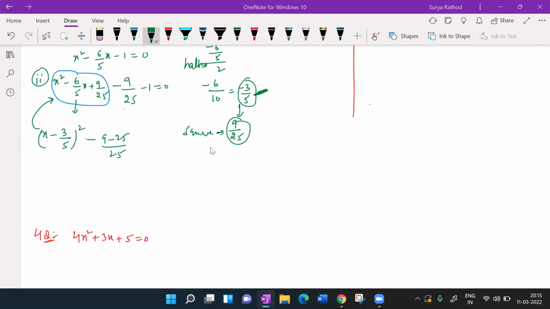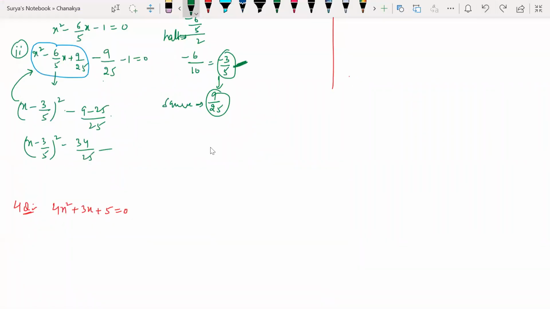Now look at this here. How can I write this as (x minus 3/5) whole square minus 34/25 is equal to 0? This can be written as (x minus 3/5) whole square minus (root 34 by 5) whole square is equal to 0. Can we write like that? Yes, sir.